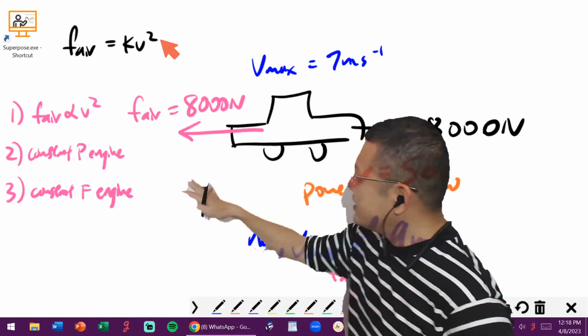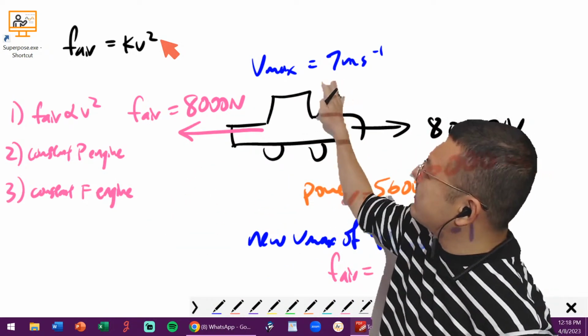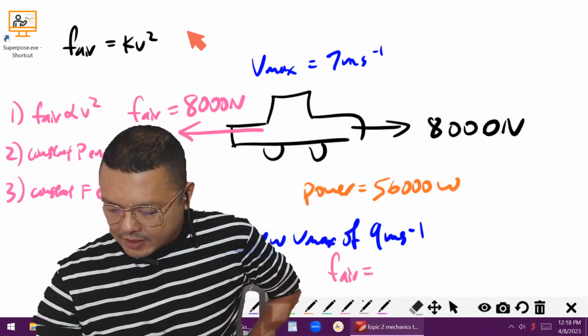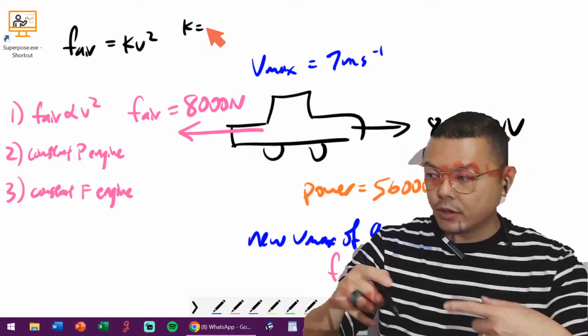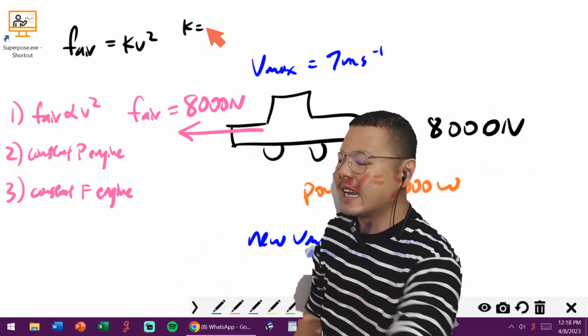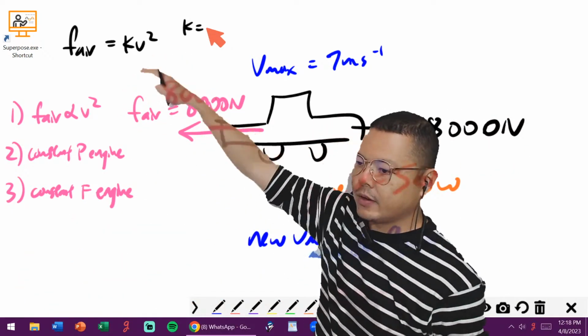So from the first instance, this is 8,000 and this was 7. Can you find out what k is first? Find the k value first. If you don't know how to do this using the ratio method, the proportional method, write this down. Find the k value.